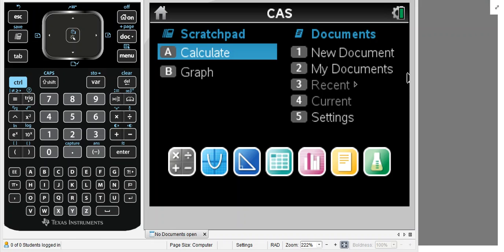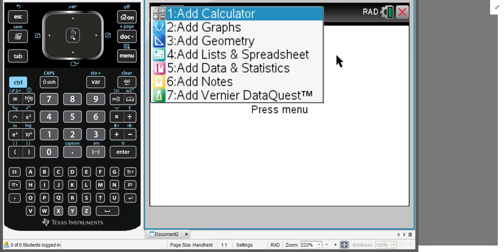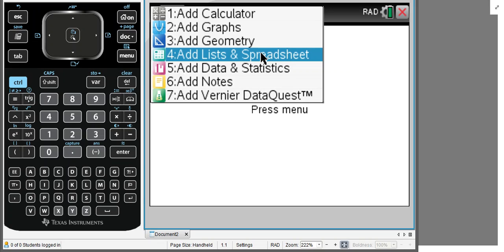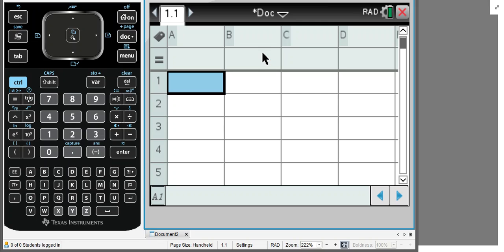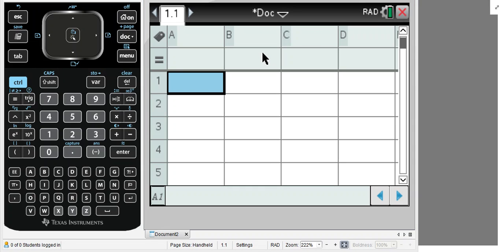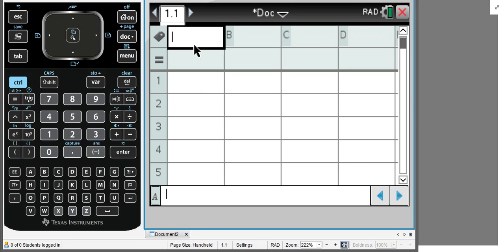For those of you that are using a different calculator, maybe a TI-84 or some other device, we can sit down and look at it specifically, but you have to be able to create lists in your calculator, similar to how I'm creating lists in this one. For the TIs, make sure that you select a new document, and we will add a lists and spreadsheets page.